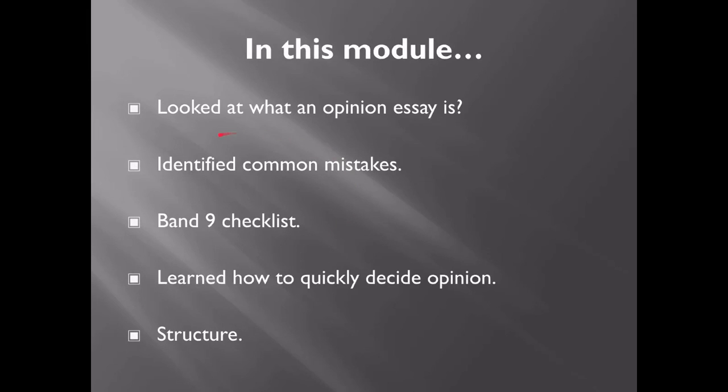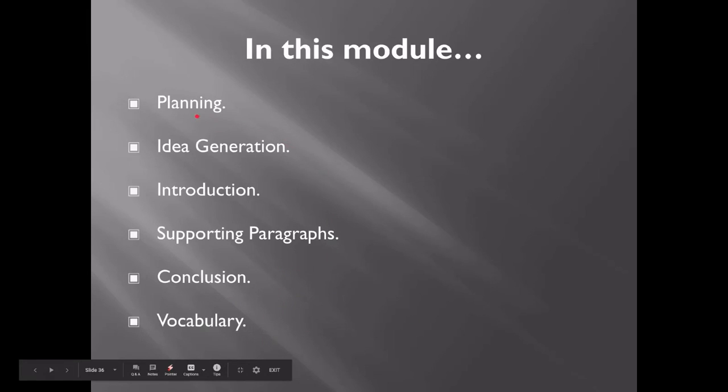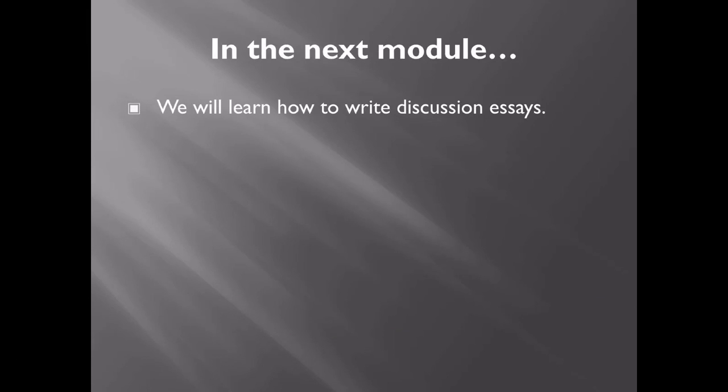So in this module, we looked at what an opinion essay is. We identified common mistakes, gave you a Band 9 checklist. You learned how to quickly decide your opinion. We looked at the structure, and then we looked at how to plan our essay step by step, generate ideas, write our essay, and then we looked at some vocabulary. In the next module, we're going to look at how to write a discussion essay.